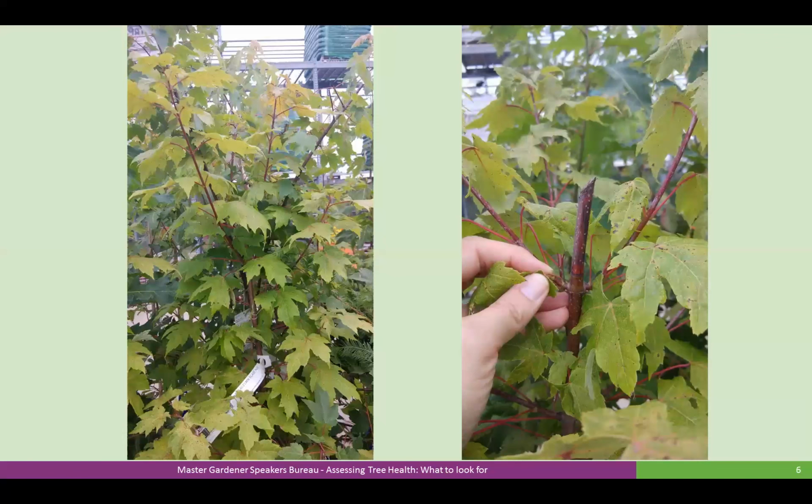So these trees were headed back by the nursery staff to promote bushy growth, and this is a type of maple. They wanted a rounder tree. Maple trees, those of you who are master gardeners and master naturalists, you've kind of studied this, and you know that maple trees have an opposite leaf orientation.